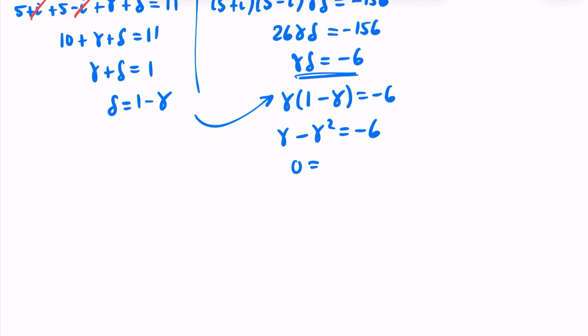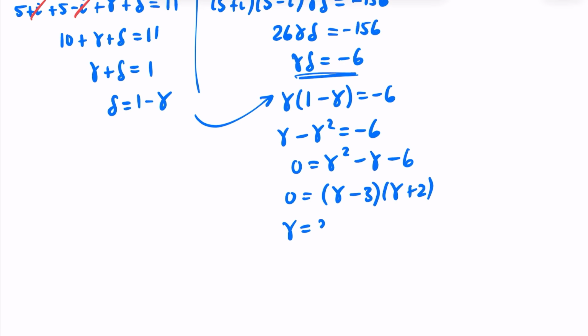Looks like it's going to be a quadratic. So it's going to be gamma squared minus gamma minus 6. And I can actually factorize this, or I could put it on the calculator. It's going to be a gamma minus 3 and a gamma plus 2. So it's telling me that either gamma is equal to 3 or gamma is equal to minus 2. And then using that information, I can say, well, if gamma is equal to 3, then delta would be 1 minus 3, which is minus 2.